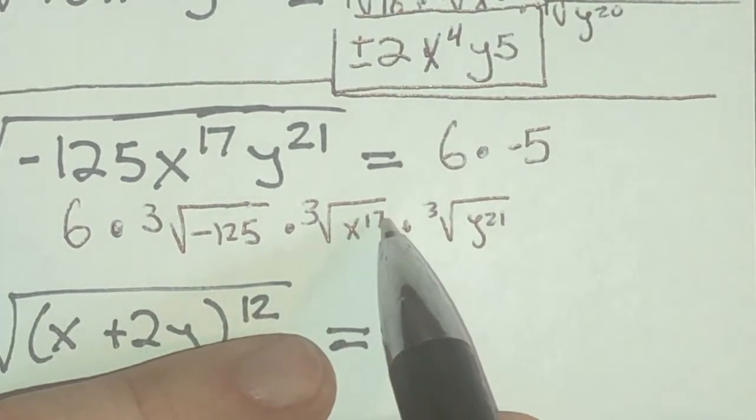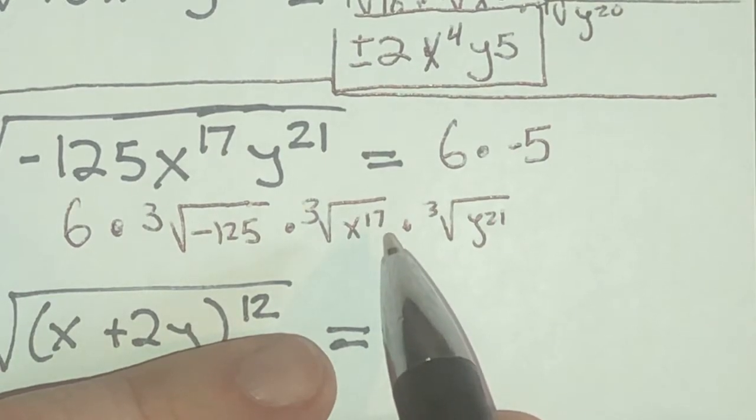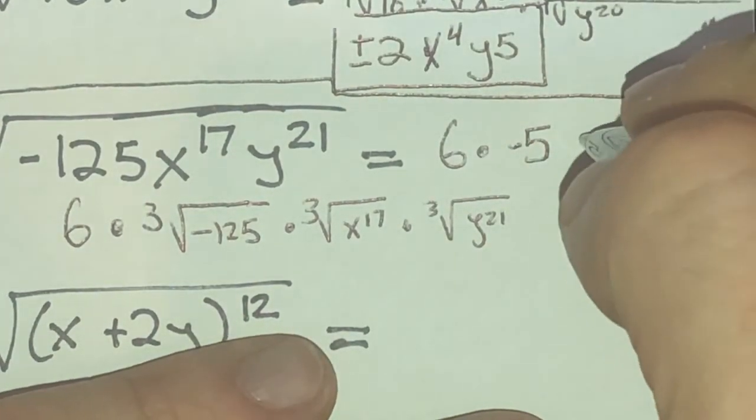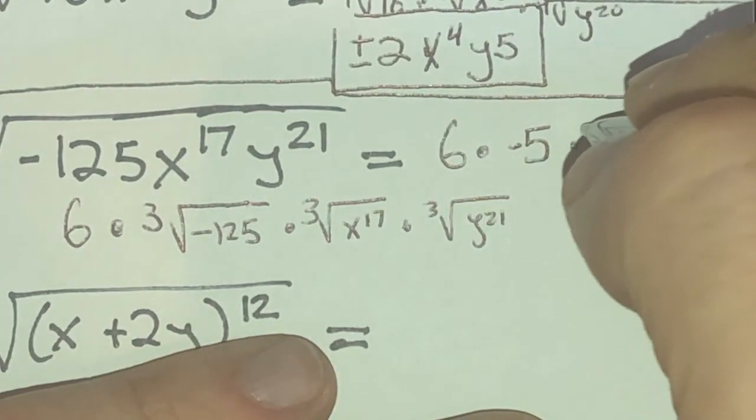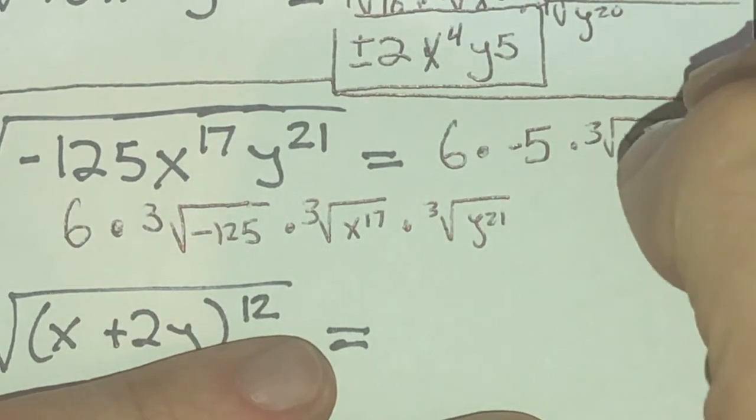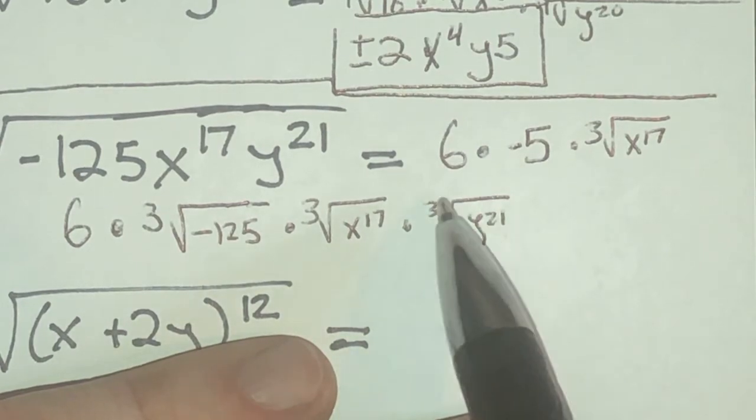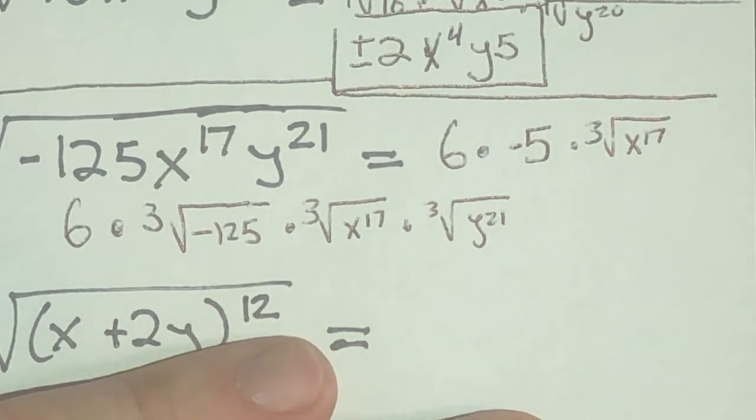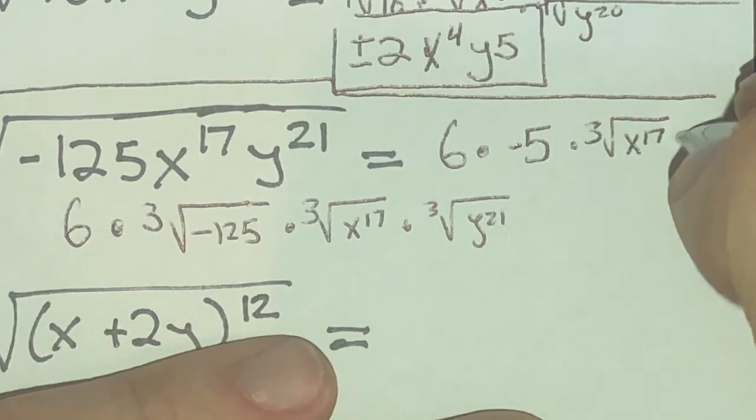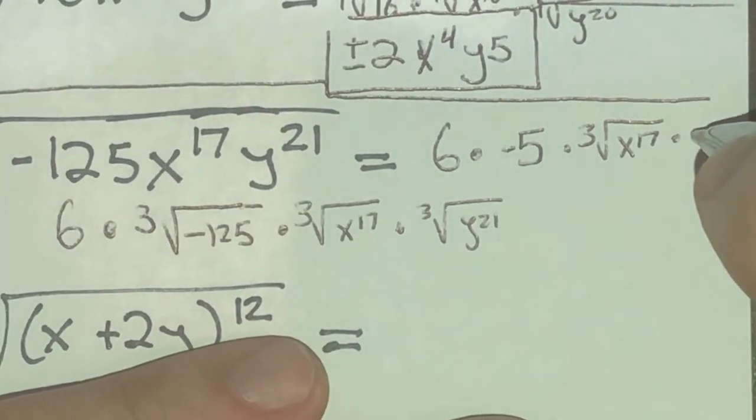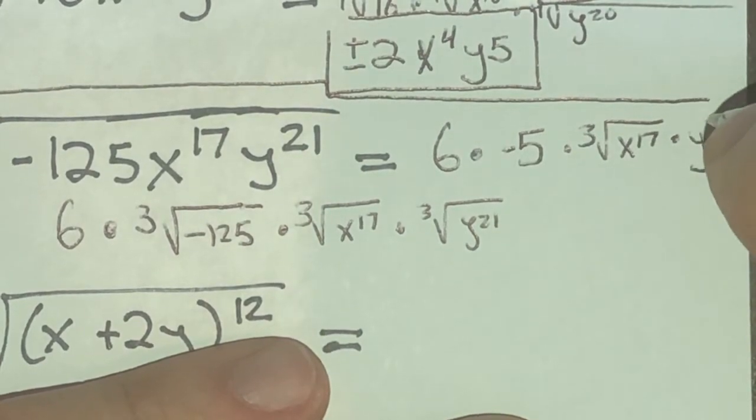This, can I do this? Can I do the 17 with the 3? I cannot, because 17 is not divisible evenly by 3. So the x to the 17 stays in the root. How about y to the 21st? Is 21 divisible by 3? It is. So this 21, what does it become when I pull it out of the root? Becomes y to the 7th, okay?